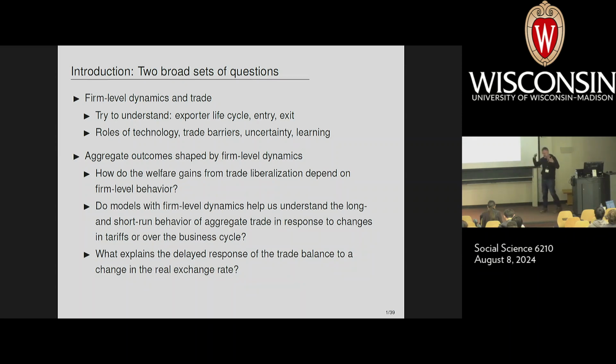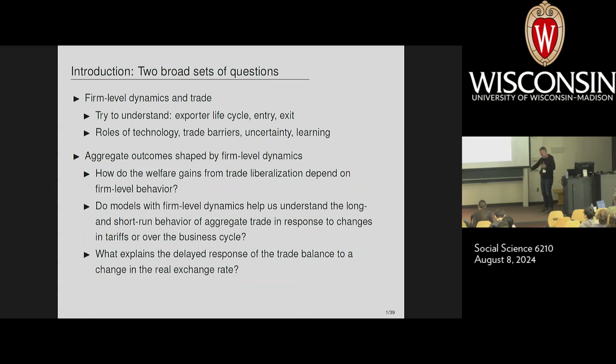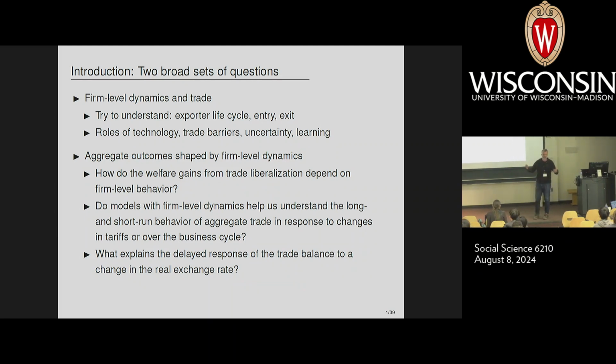And then the second set of questions are those aggregate outcomes that I talked about, right? What are the aggregate effects of all of this churning of firms in and out of markets, their growth, their death, the effects of trade policy? So what I'm going to show you at the end today is what we get by modeling.